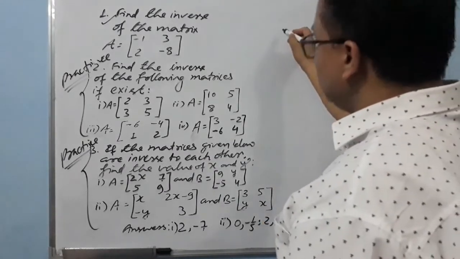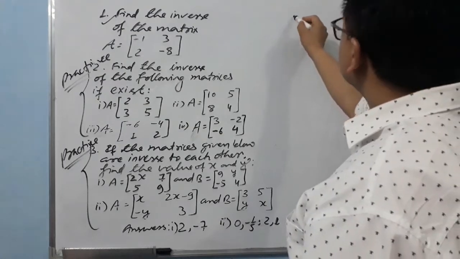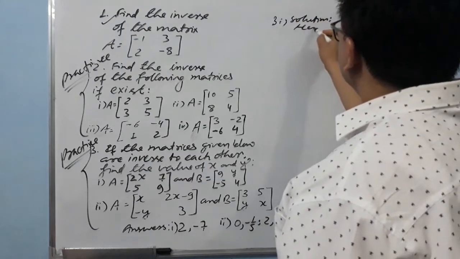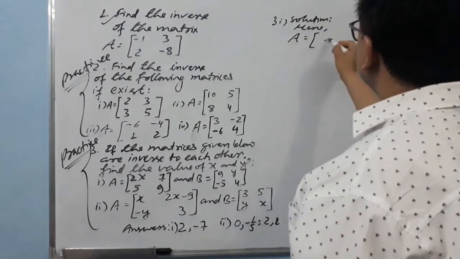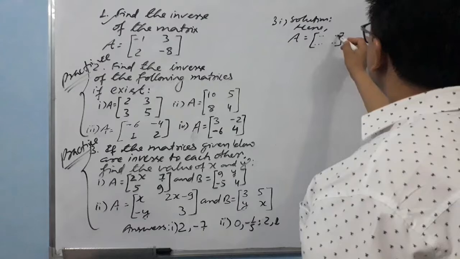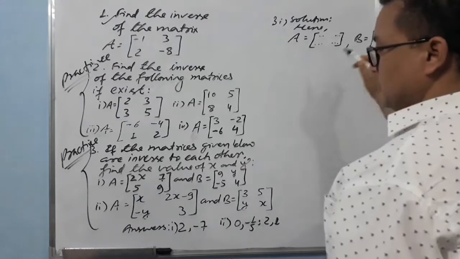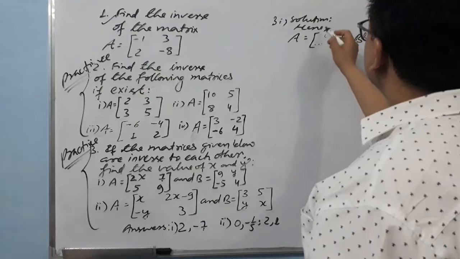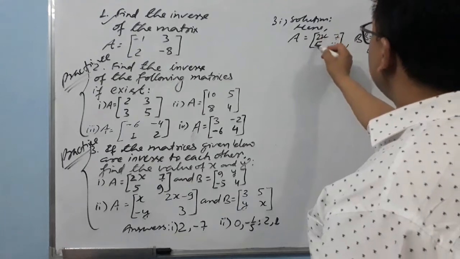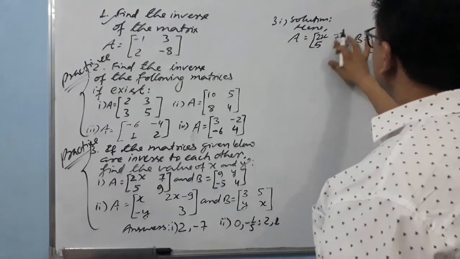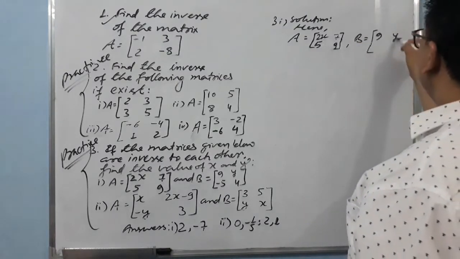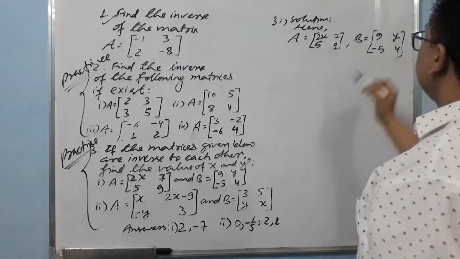Question number 3, a hint. You will write the solution on the line this way. Start with A, and here you will write down the elements. B is equal to, let me write down, here is 2x, 7, and here 5, 9. Then B is equal to 9, y minus 5, 4.